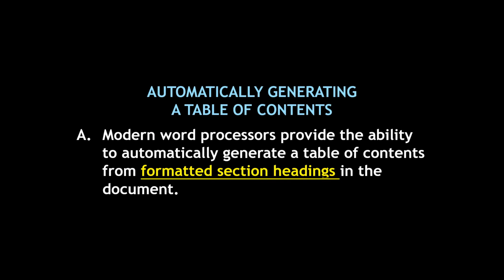Automatically generating a table of contents. This is something that you may find useful for anything that you do, really. Modern word processors provide the ability to automatically generate a table of contents from formatted section headings in the document, and depending on what version of Microsoft Word or OpenOffice or Corel or whatever your favorite word processing program is, the way that you access those things is going to be different from application to application.